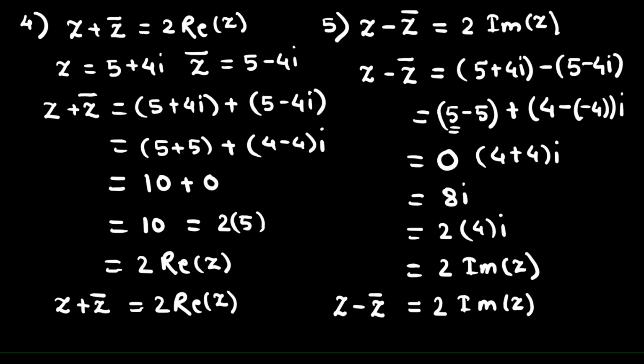Then next property, the sixth one. Suppose z1 and z2 are two complex numbers, and if we take the conjugate of the addition of those complex numbers, that will be equal to z1 conjugate plus z2 conjugate. That means for the addition we can separate the conjugate.